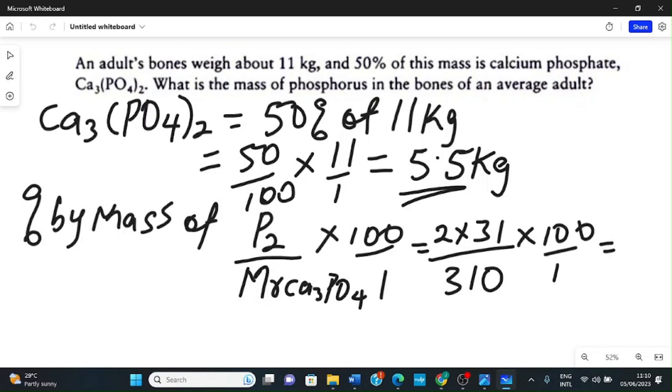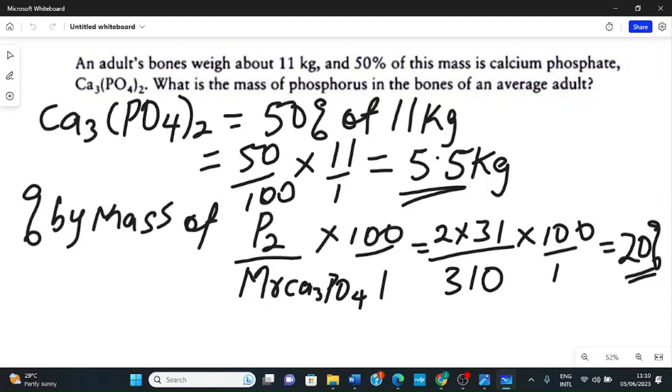So we have to calculate 2 times 31 is 62, which is 62 times 100 divided by 310, which is equal to what? 20. So it's 20%. So percentage composition by mass of phosphorus in calcium phosphate is what? 20%. So the mass of phosphorus in the bones of an average adult will now be equal to what?